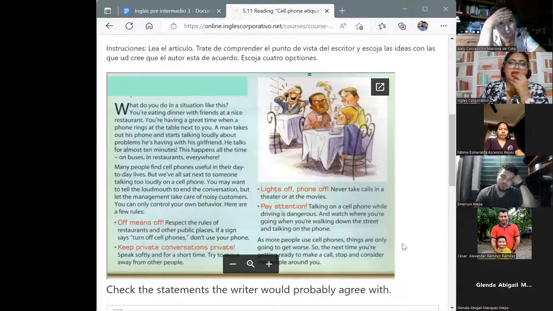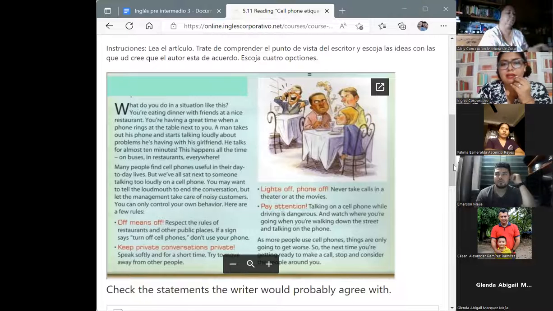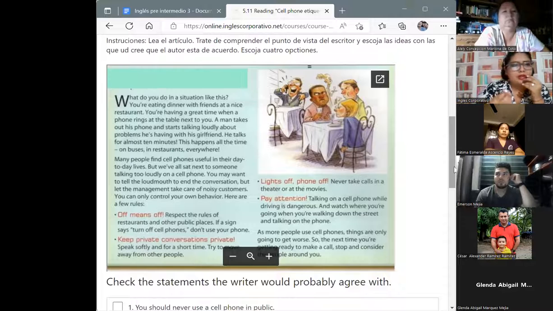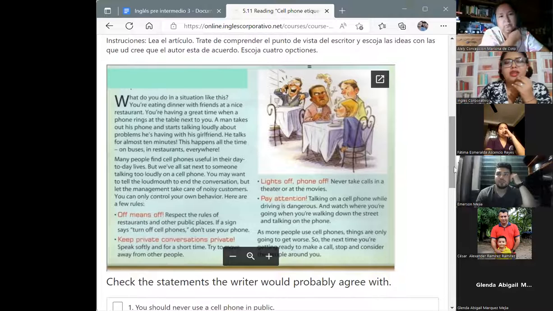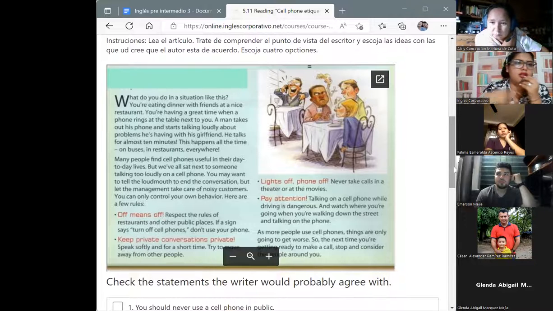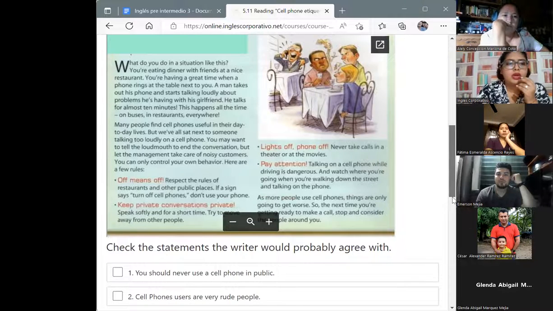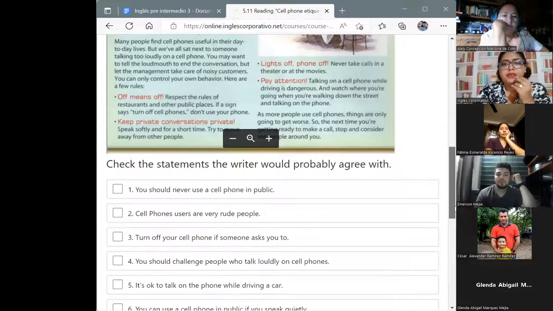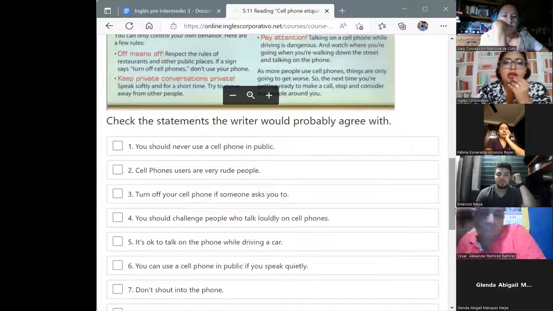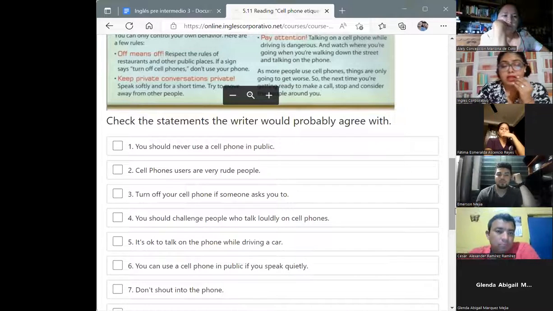So in this case, we're talking about people who like to talk in a loud voice when they are in private or closed spaces. Many people find it a very bad thing because we don't want to hear people talking on the phone about their problems and all other things. But in this case, we have this statement here, and we need to check the statement the writer will probably agree with.